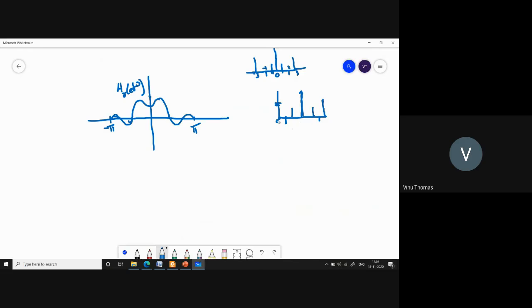So samples are 0, 1, 2, 3, 4, 5, and 6. So there are 7 samples, which means M is equal to 7. And the point of symmetry is at (M minus 1) by 2, which is equal to 3. So this is where you have your symmetry. So for the zero phase response, the symmetry is at the origin, right? So this is your HR of e power j omega.